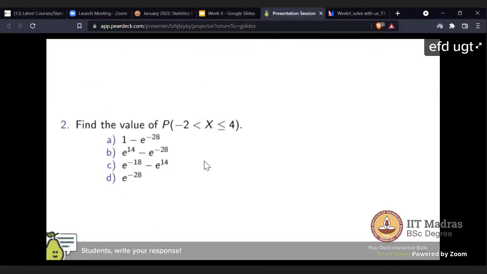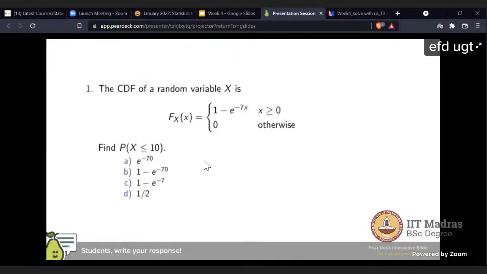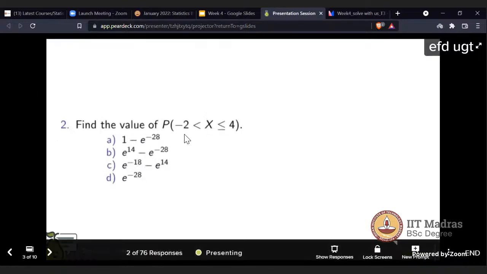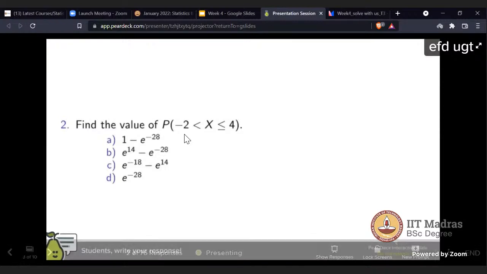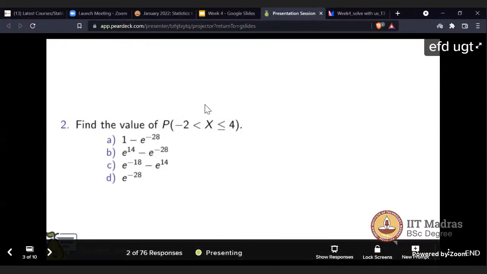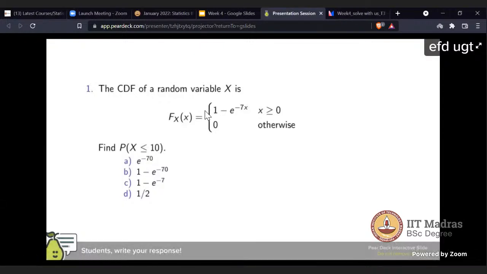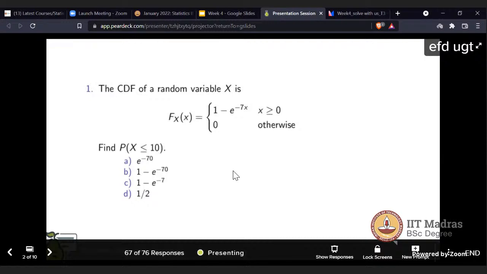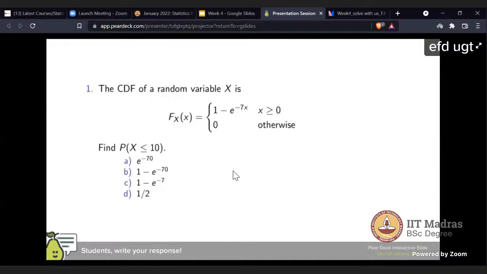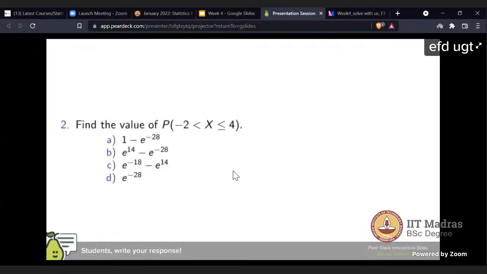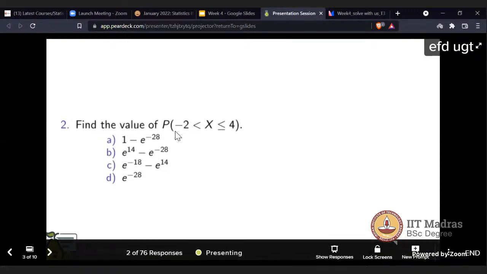So it is a continuation from the previous one. The same CDF is there, and now you have to find the value of probability where x lies between minus 2 and 4. Ma'am, let us write the PDF first because we did not write it. You must have written it for question number 1, so use that.